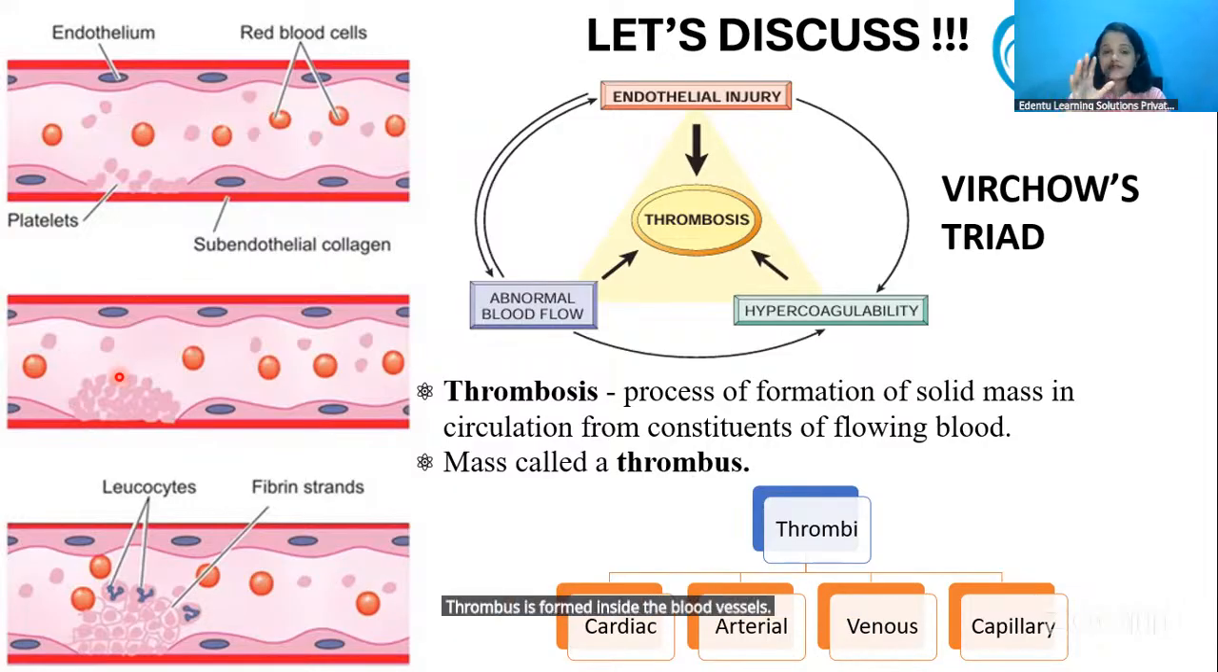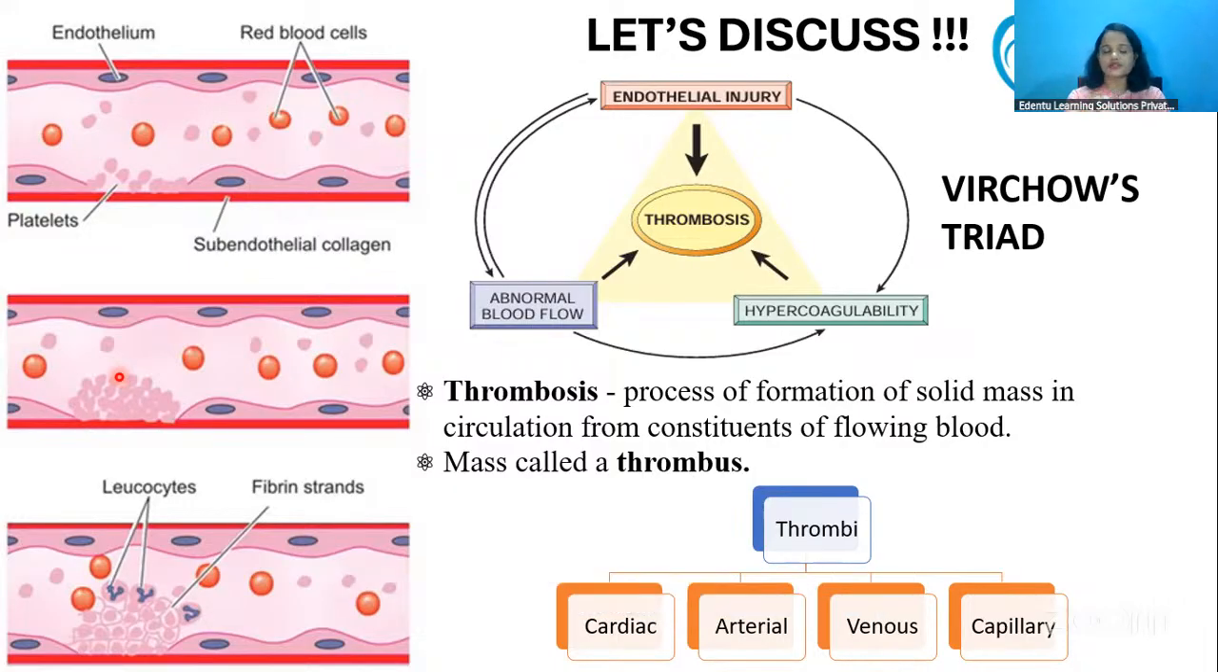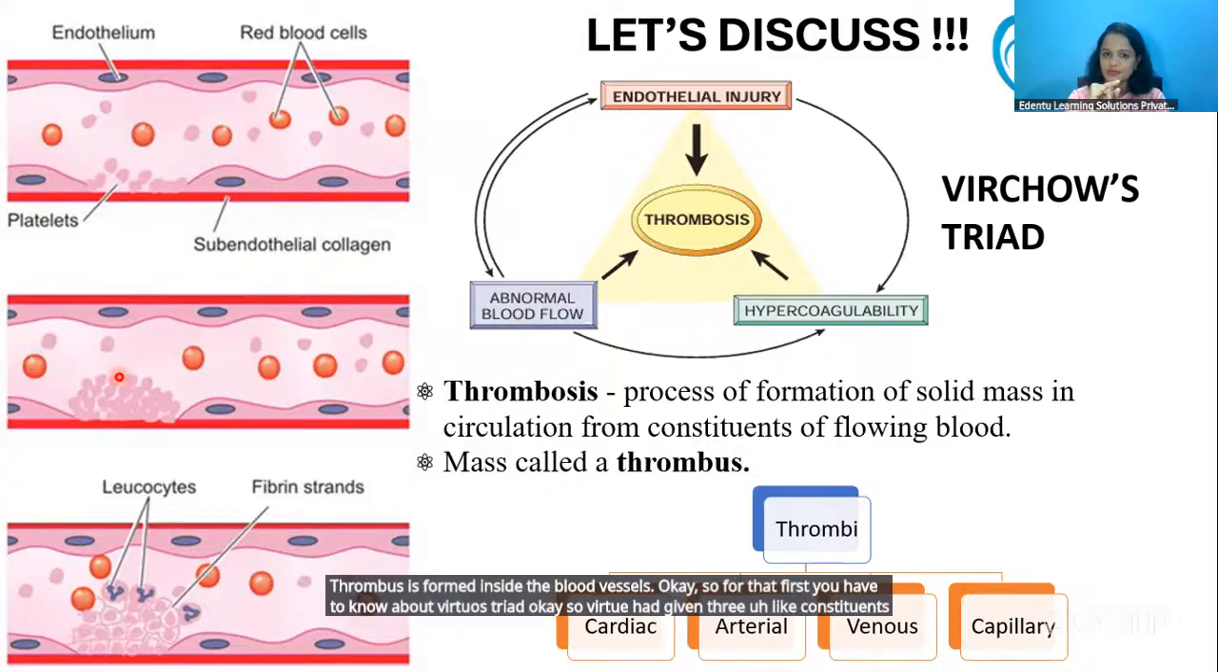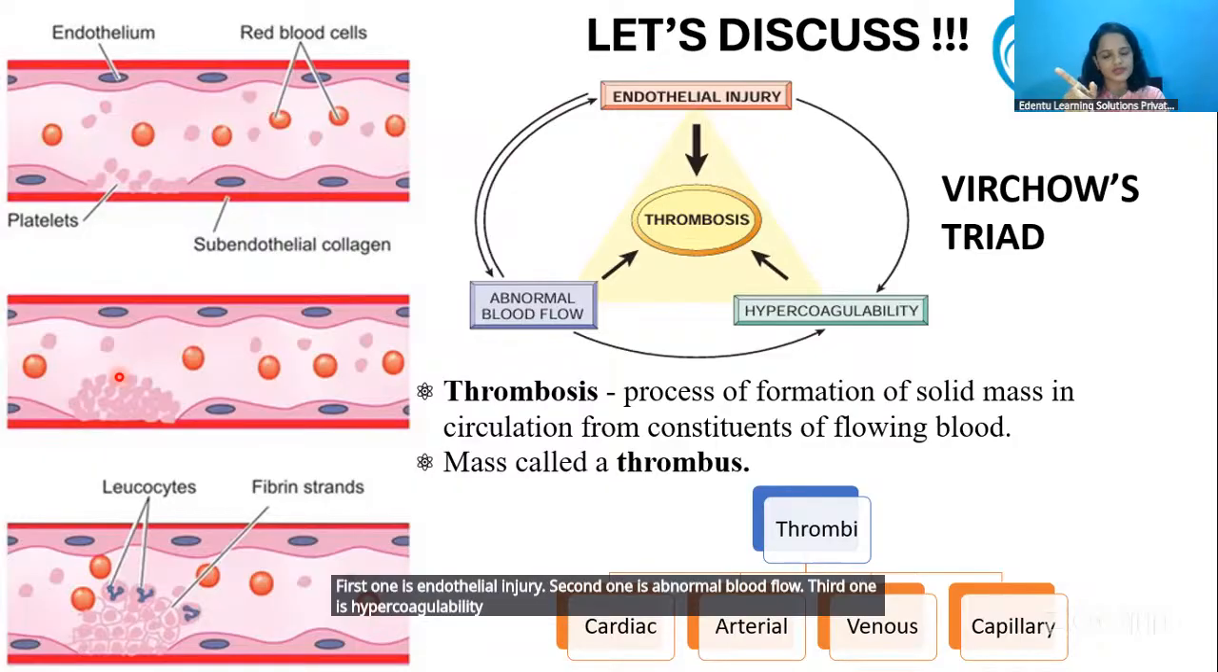Okay, so for that, first you have to know about Virchow's triad. Virchow had given three constituents which are responsible for the formation of this thrombus. The Virchow's triad includes, first one is endothelial injury, second one is abnormal blood flow, third one is hypercoagulability.